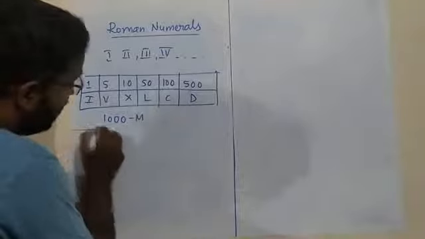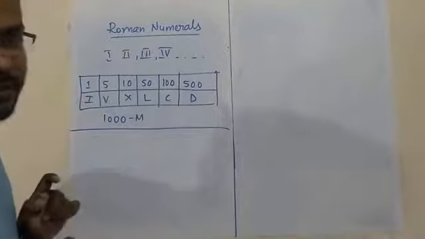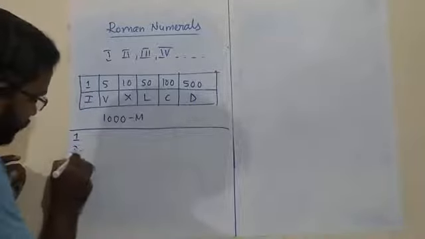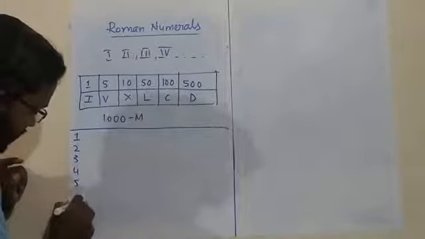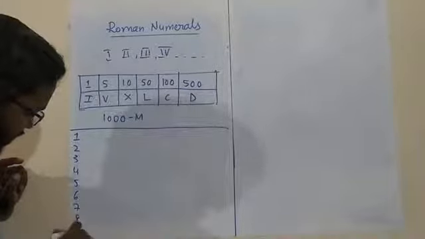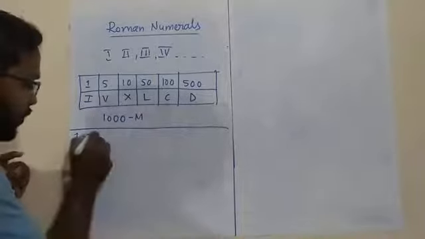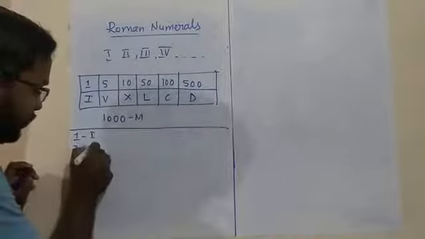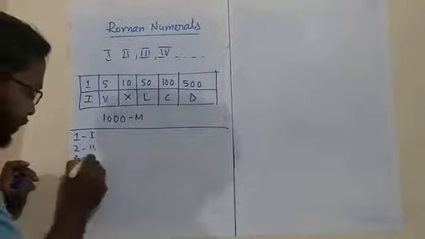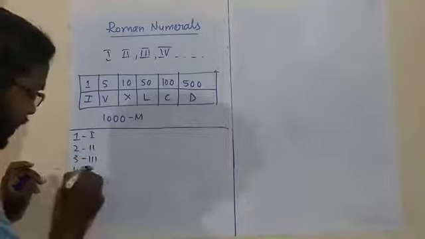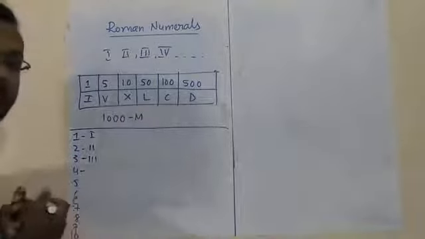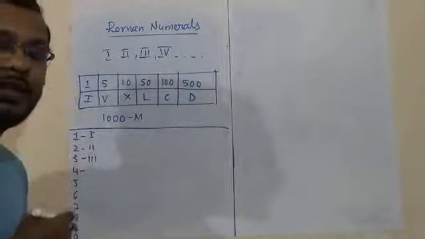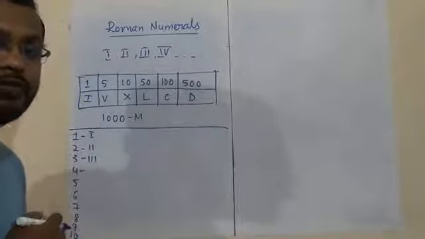Now let's start how to write the Roman numerals by taking the numbers 1, 2, 3, 4, 5, 6, 7, 8, 9, 10. As you know, for 1 we are using letter I, for 2 we use II, and for 3 we use III. For 4, can I write IIII here? No. We cannot use any letter 4 times continuously in Roman numerals.